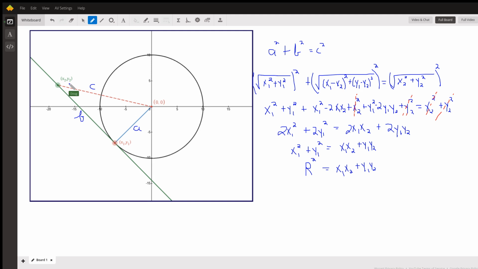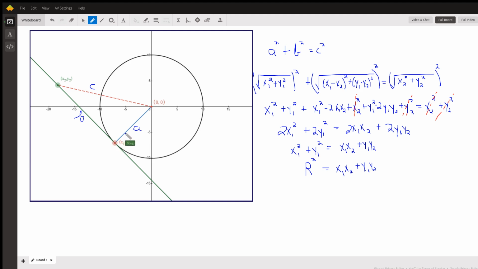line, what happens to be true is that the product of the x coordinates plus the product of the y coordinates of these two points will always equal the radius of the circle squared.